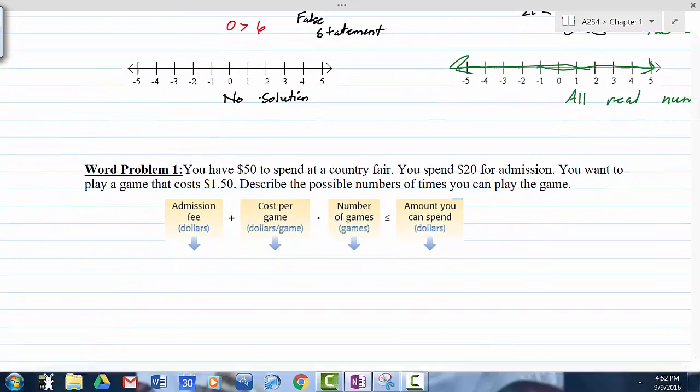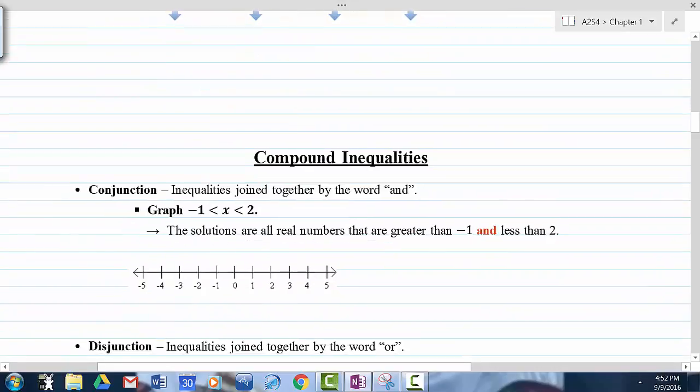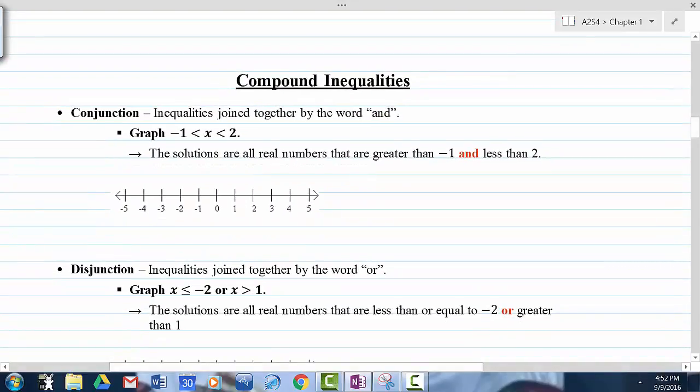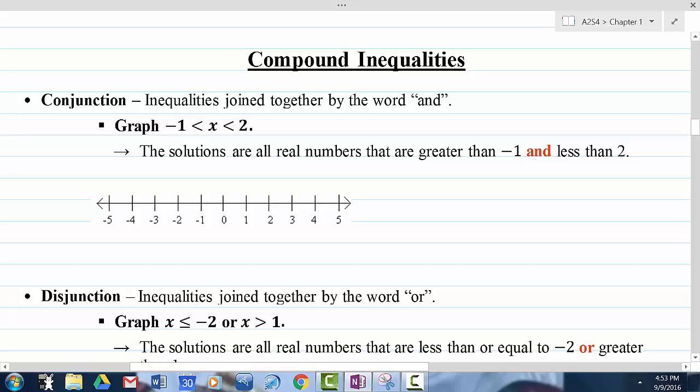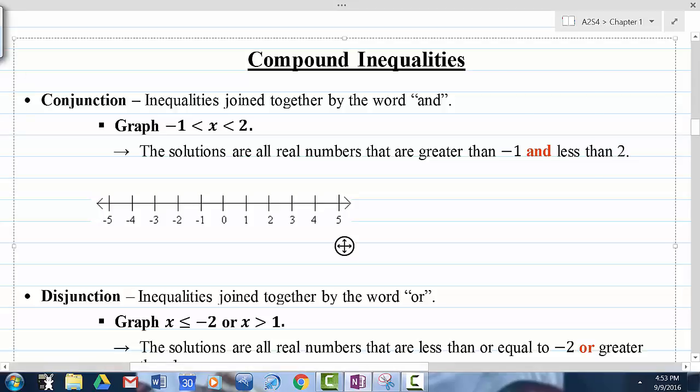So we have that. Alright, we'll save the problems for class and let's deal with compound inequalities. A compound inequality is just two inequalities put together, right? So with two inequalities put together, you can deal with this the same exact way. It's just you're doing it on both sides, right?